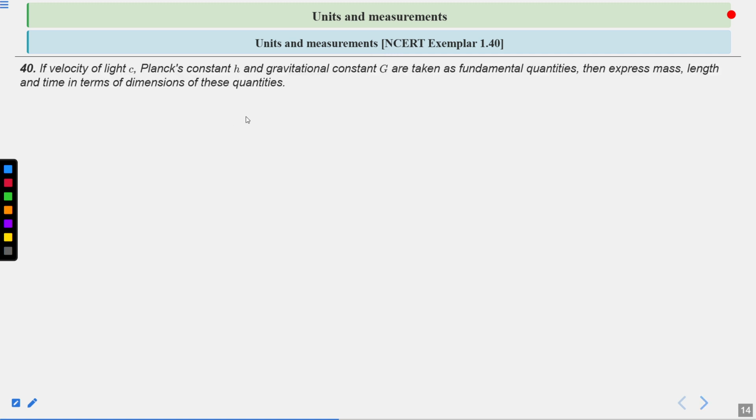So here we have to calculate the dimensions of given quantities: velocity of light, Planck constant, gravitational constant. Solution: thinking process.